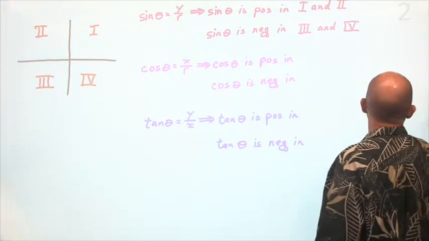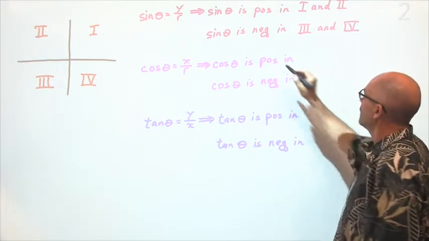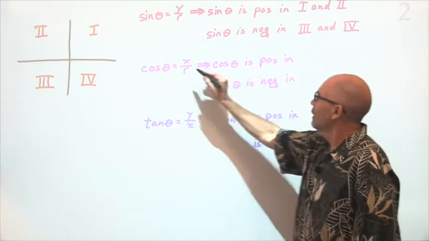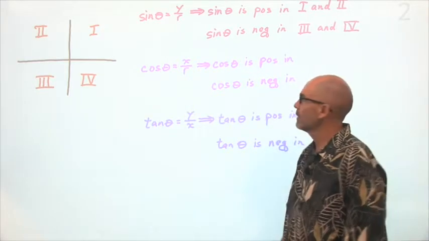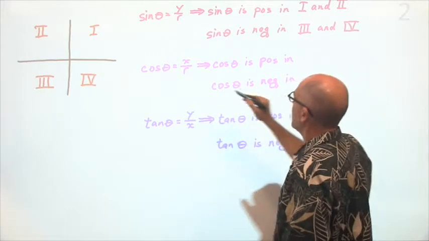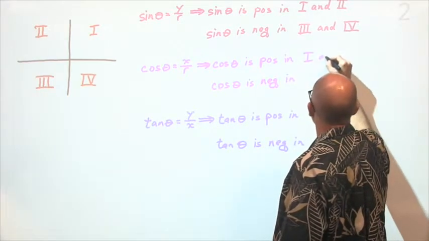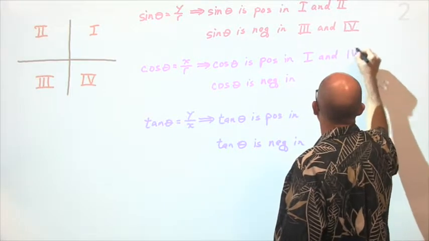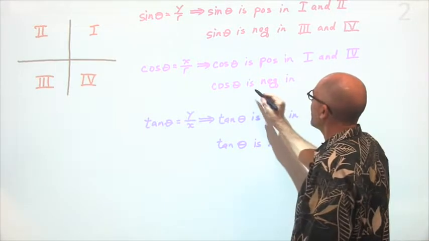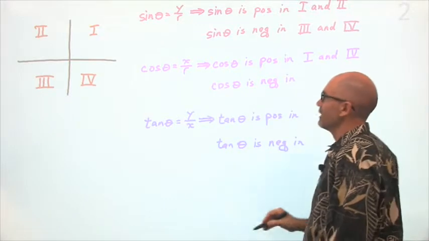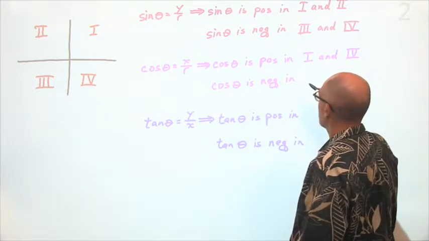Now, cosine is positive when x is positive. So that means it's positive in 1 and 4. It's negative then where x is negative, and that's 2 and 3.